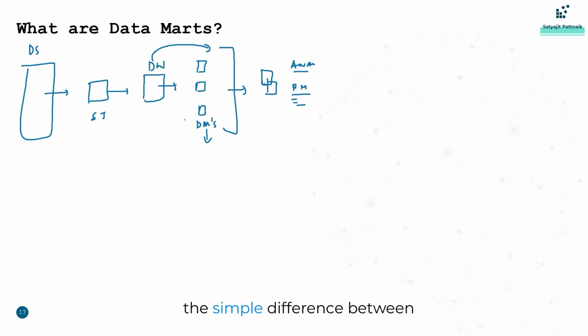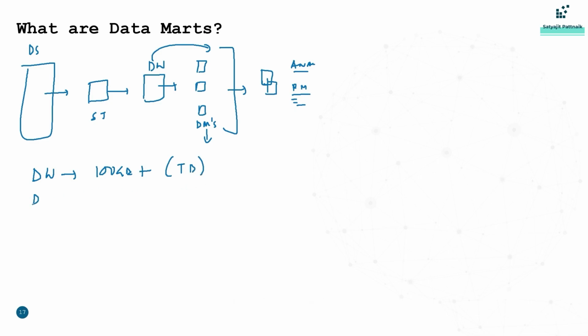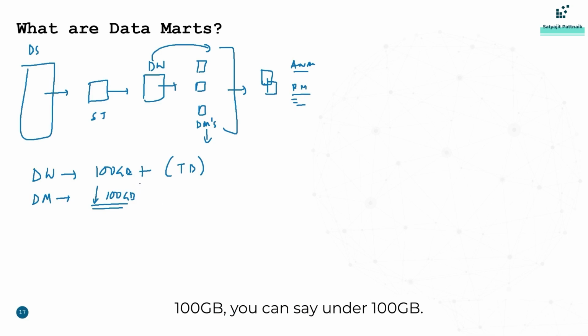Now, the simple difference between data warehouses and data marts is that data warehouses are logically at least 100 GB plus. That means the storage capacity of a data warehouse is more than 100 GB, and it also goes into terabytes of data. In other words, data marts are typically smaller in size, probably between 0 and 100 GB. You can say under 100 GB.